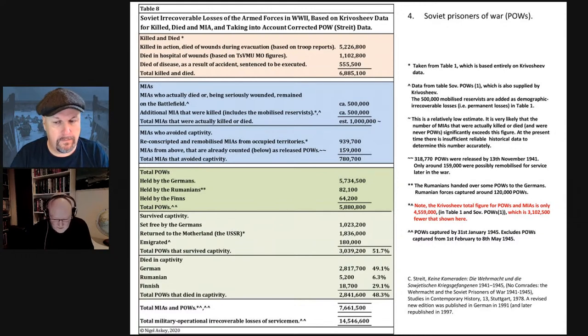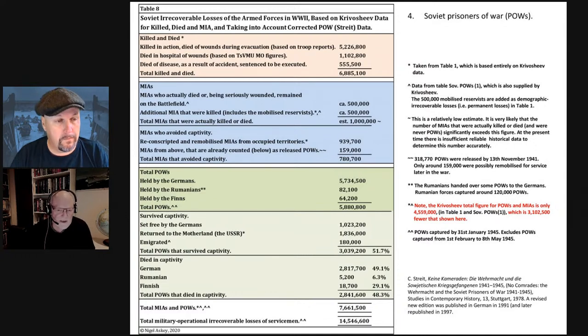Street also said that he estimated that roughly 1,000 POWs were released by the Germans during the war, which is again this 203,000 in 41, 500,000 in 42, up to 44, and so on. So he then calculated that roughly 2.8 million, right? Yeah, I think he said roughly 3.3 million died in captivity.